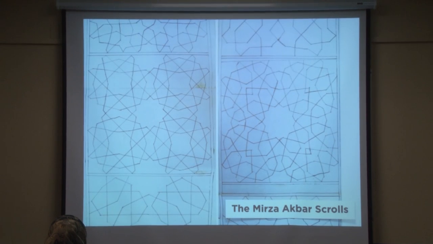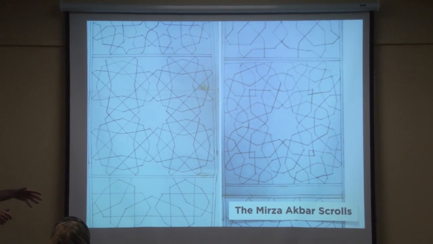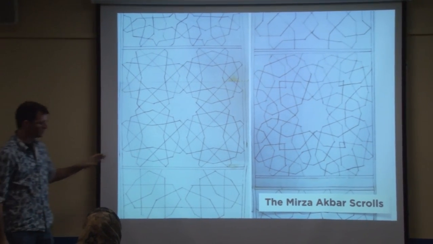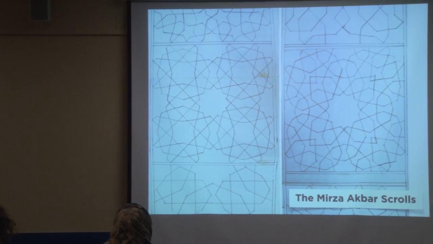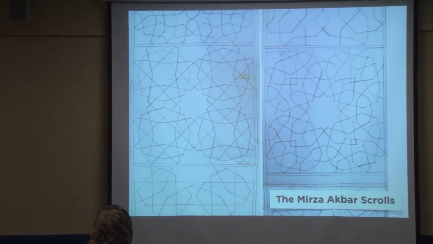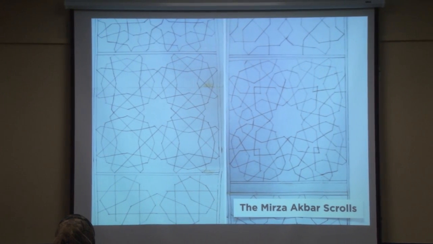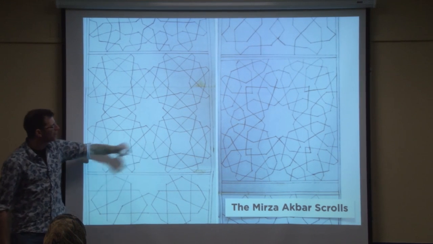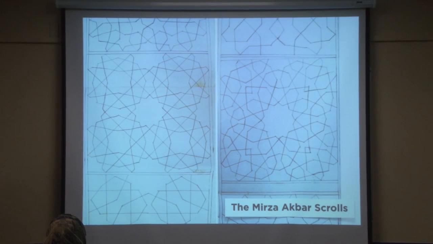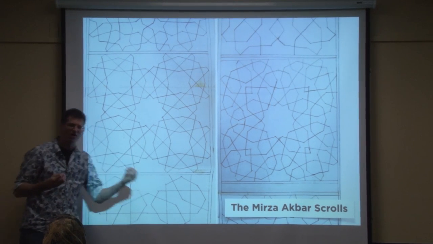Another document that survives from the late 19th century are the Mirza Akbar scrolls, which live in the Victoria and Albert Museum in London. These were brought to London from Tehran in 1876, where they were purchased by someone who was visiting on behalf of the museum. It's a little bit harder to talk about the authenticity and usefulness of these scrolls. It's not clear that they have any real long history.